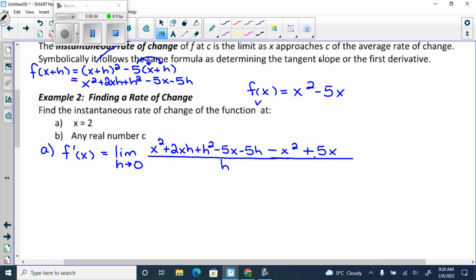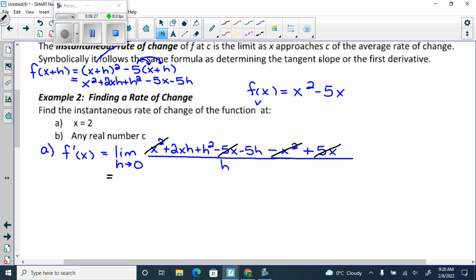I'm going to cross off the 5x and the negative 5x, the negative x squared and the positive x squared. And now I have 2xh plus h squared minus 5h. They all have h's, which is good, because now I can GCF an h out, and the h's will cancel off, and then my problem is gone, right? My biggest problem here is h is on the denominator, and if I fill in a 0, I'm in trouble. So I need to get that h to go bye-bye.